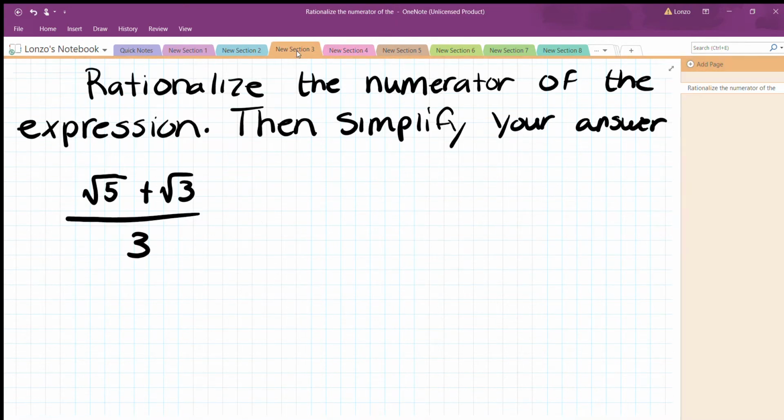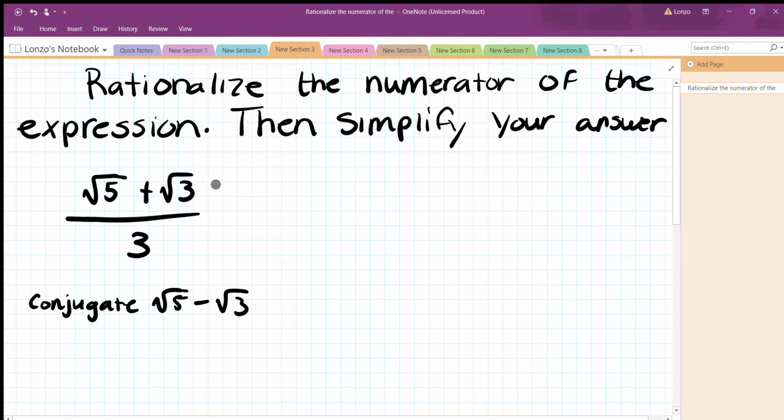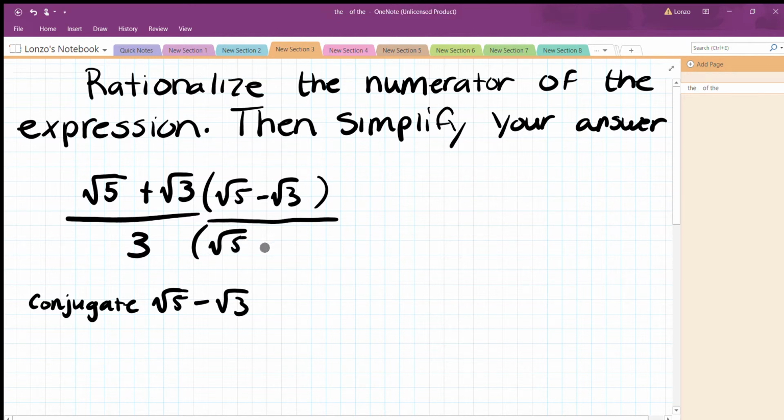So you've got to take the conjugate of that. So what would be the conjugate? It's always the same thing, but the only difference is the sign. So this is going to be a negative: minus square root of 3. So we've got to multiply that top and bottom by this: square root of 5 minus square root of 3 divided by square root of 5 minus square root of 3.